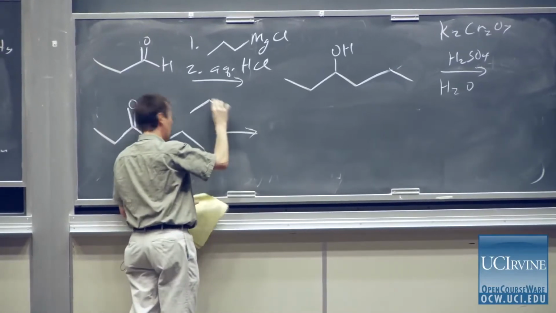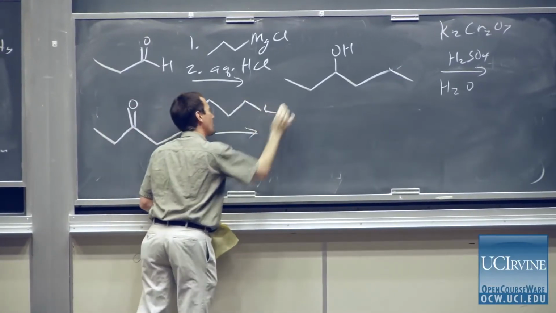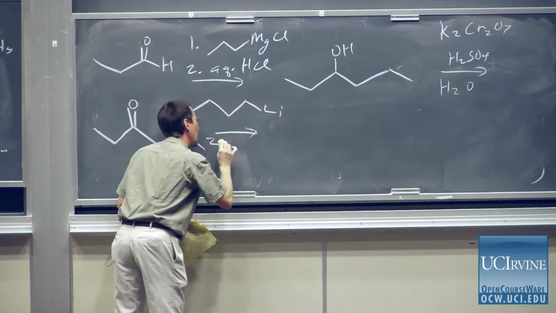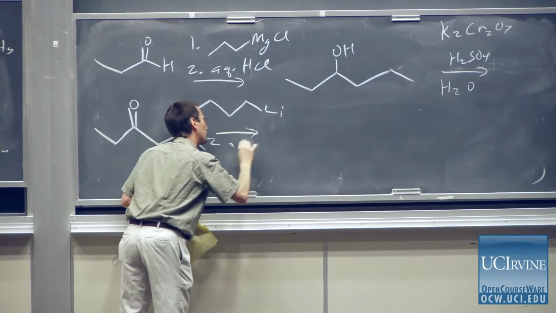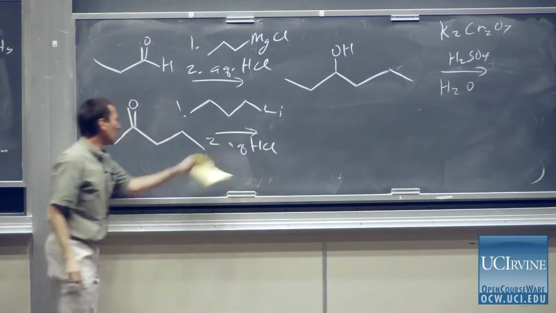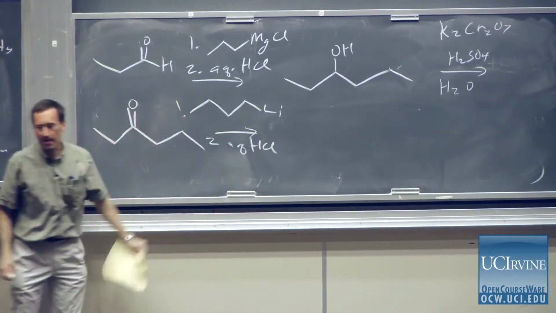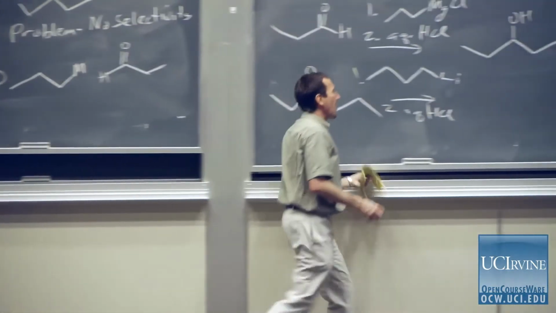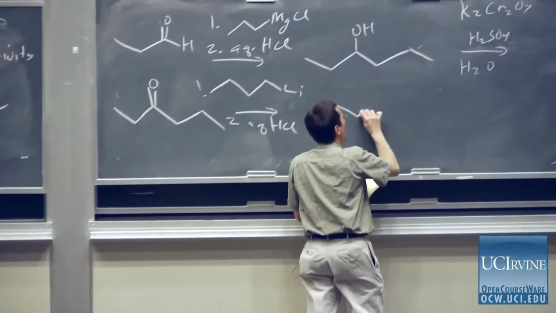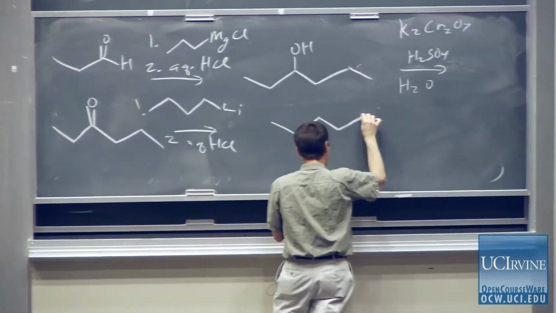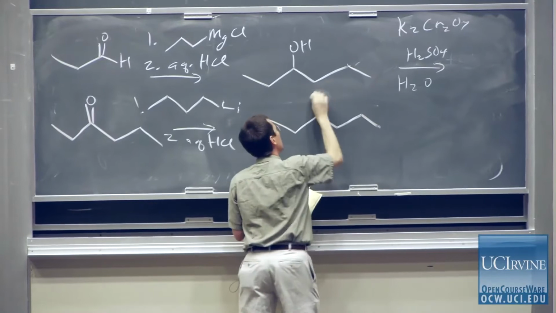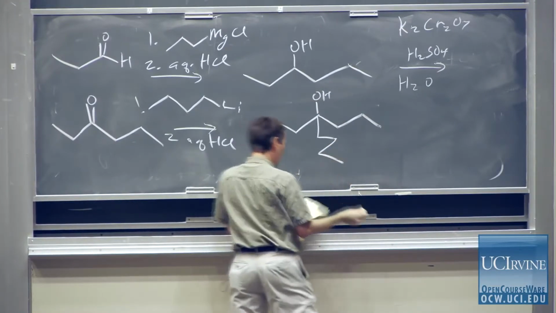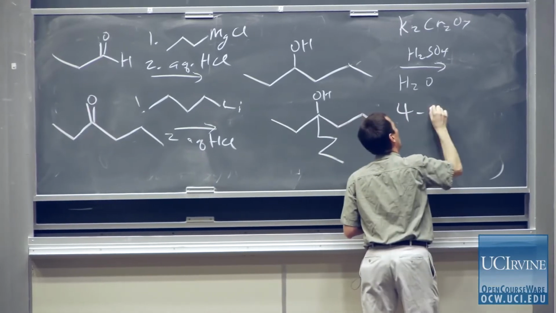Finally, to complete our synthesis, I'm going to take butyl lithium, and I'll do an aqueous workup. And again, I'll use HCl. I've written it below the arrow here, above the arrow there. It doesn't really matter. A chemist is going to read it the same way. And lo and behold, I have proposed a rational and selective synthesis of our target molecule, 4-ethyl-4-octanol.